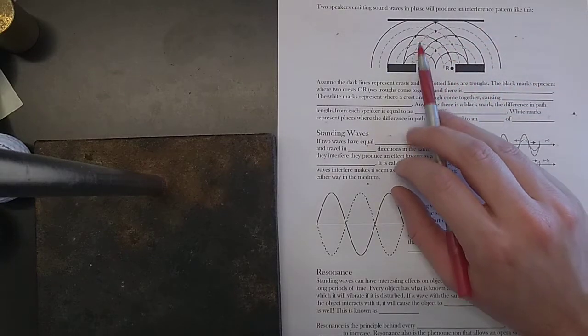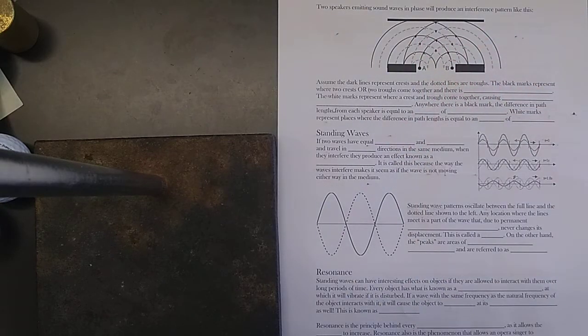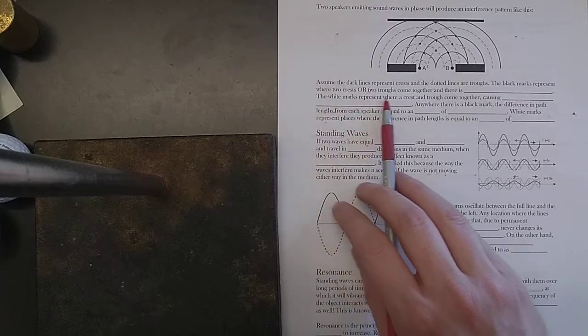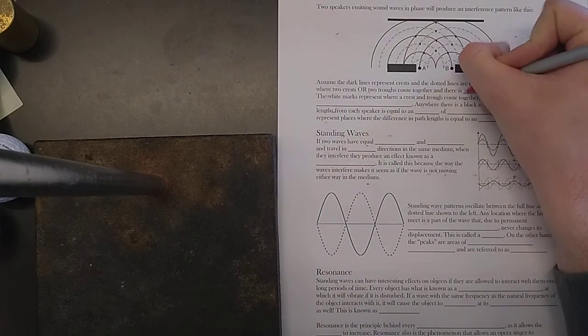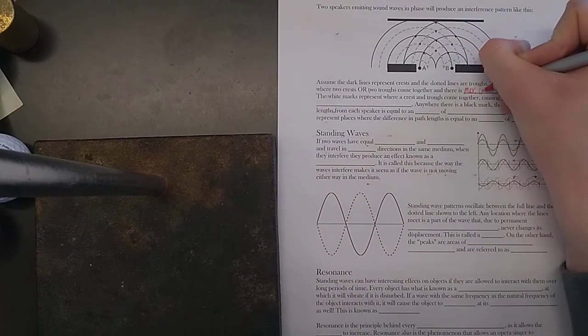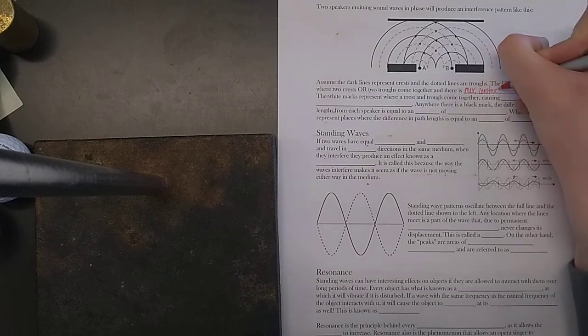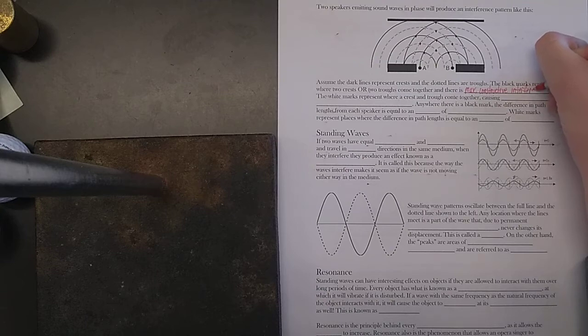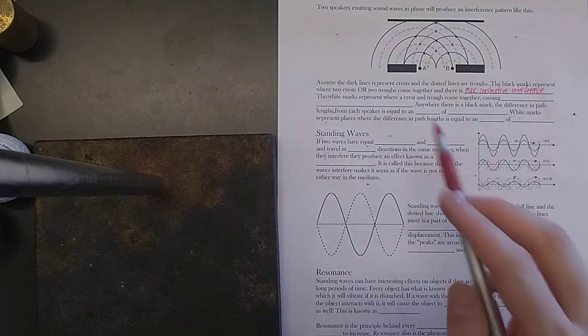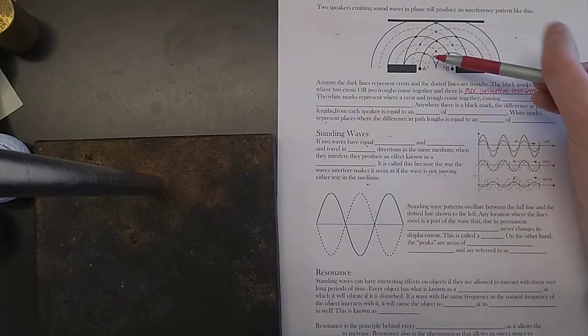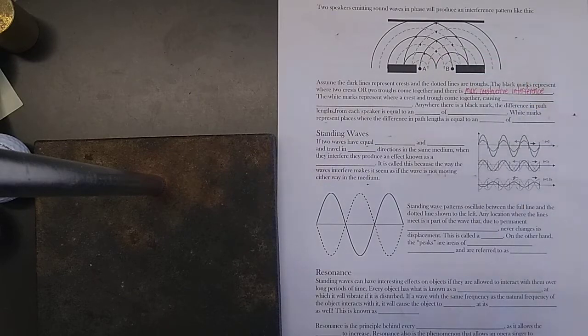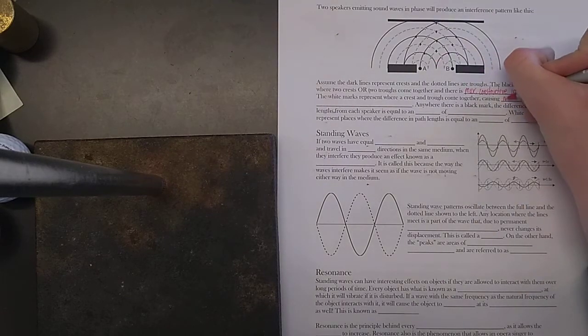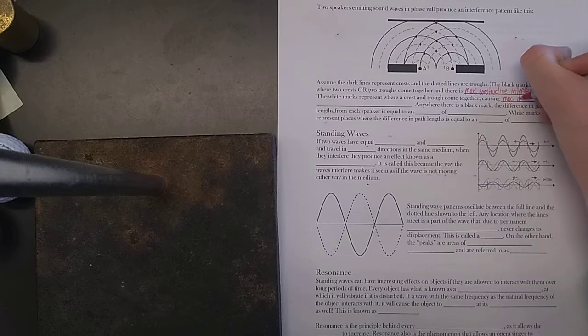Those are areas of maximum constructive interference. The black marks represent where two crests or two troughs come together, and where there is maximum constructive interference. That means the waves overlap and build on each other to make a louder sound. The white marks, on the other hand, show where a crest and a trough overlap, causing maximum destructive interference.